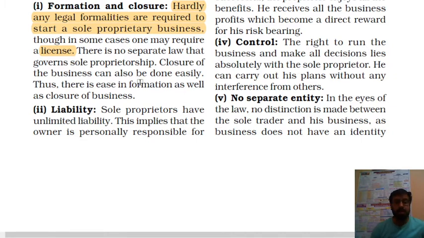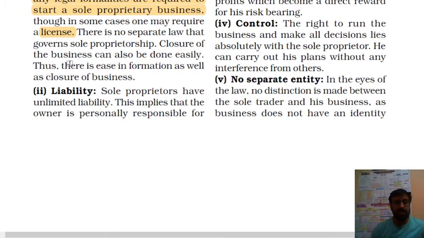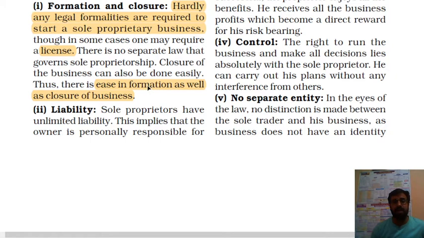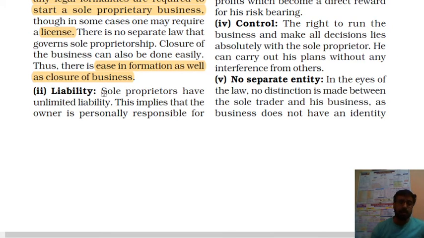Closure of the business can also easily be done. Thus, there is ease in formation as well as closure of the business. Ease in formation and closure means easily you can form and close the business. Now come to the liability. First of all, tell me better, what is the liability? What do you mean by liability?